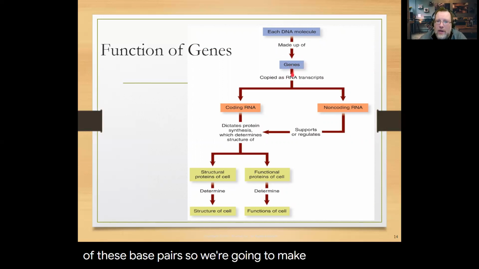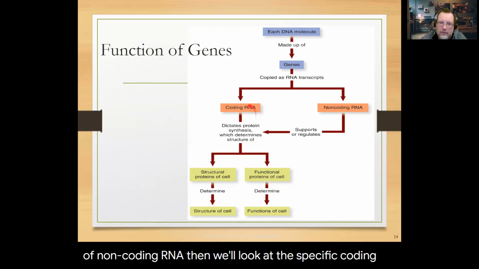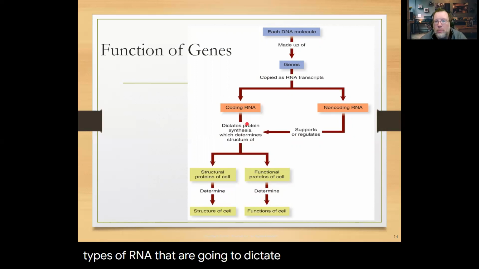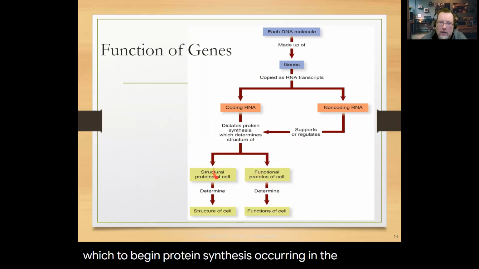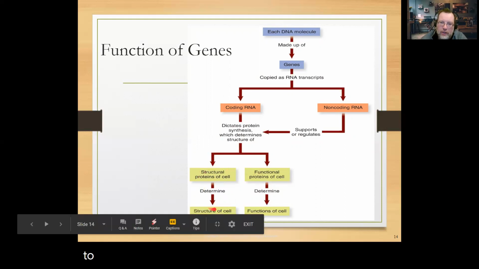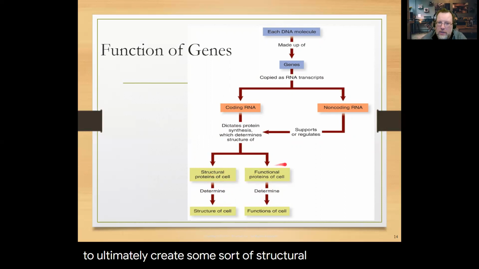Okay, so we're going to make photocopies in the form of RNA transcripts. We're going to transcribe, and some of the RNA is non-coding, so it's going to be supportive. We'll look at some of those specific types of non-coding RNA. And then we'll look at the specific coding types of RNA that are going to dictate protein synthesis, which again, protein synthesis occurring with the ribosomes and the rough ER, are going to ultimately create some sort of structural proteins or some sort of enzymatic proteins.